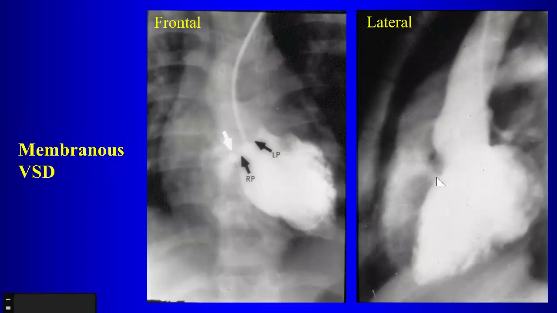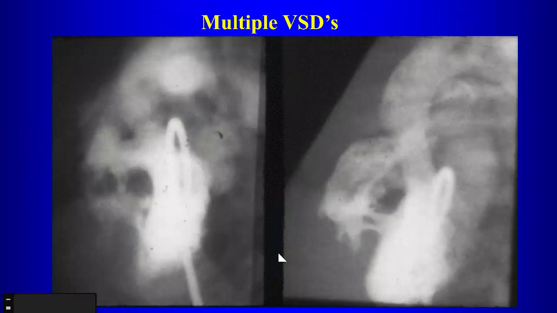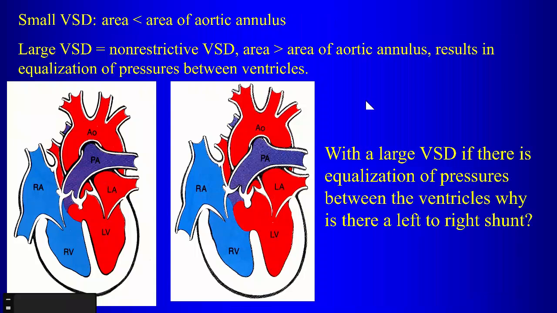So these membranous types of ventricular septal defects, these are the most common. They may be very small. In many cases, they close spontaneously, and then sometimes you can have multiple ventricular septal defects, especially through the muscular portion of the interventricular septum.